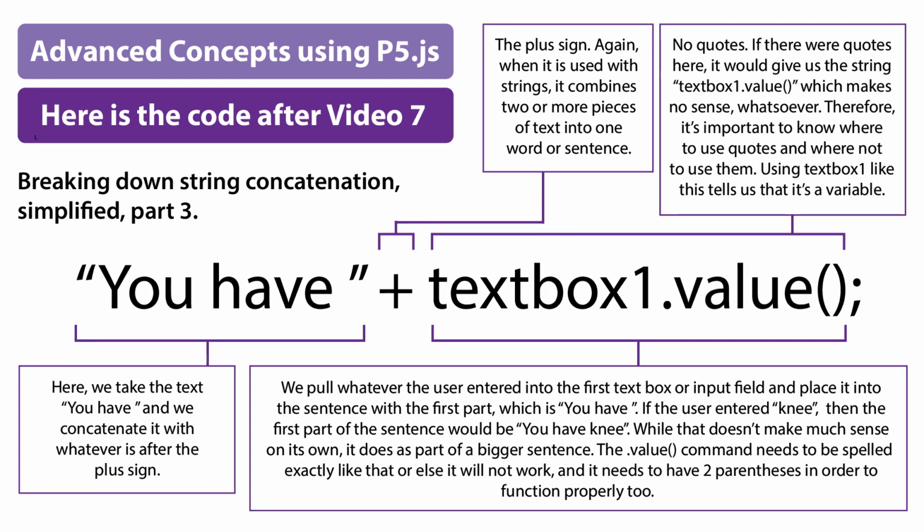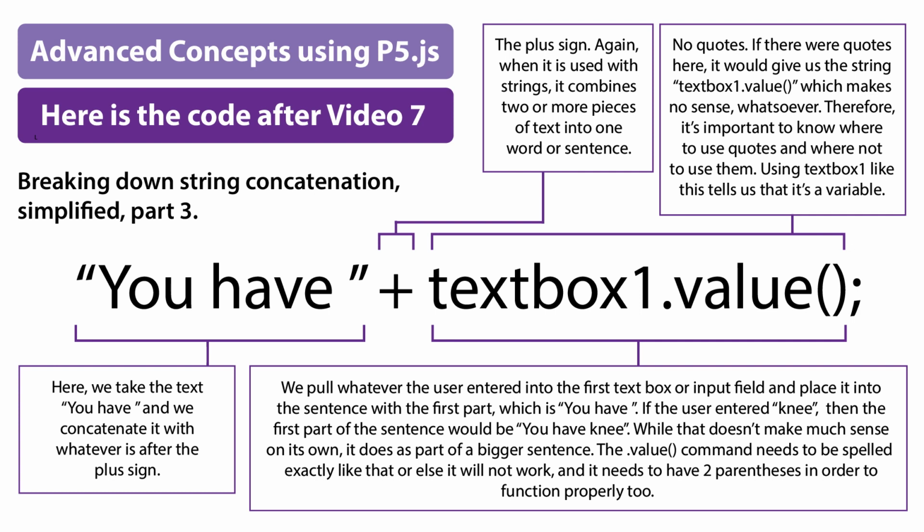Okay, so here we're concatenating the words "you have", and we're getting the value of the text box 1 variable. So basically, whatever the user puts into the first text box is what we're pulling out and putting into this sentence. So if they said "knee", for instance, then the sentence would say, "you have knee".